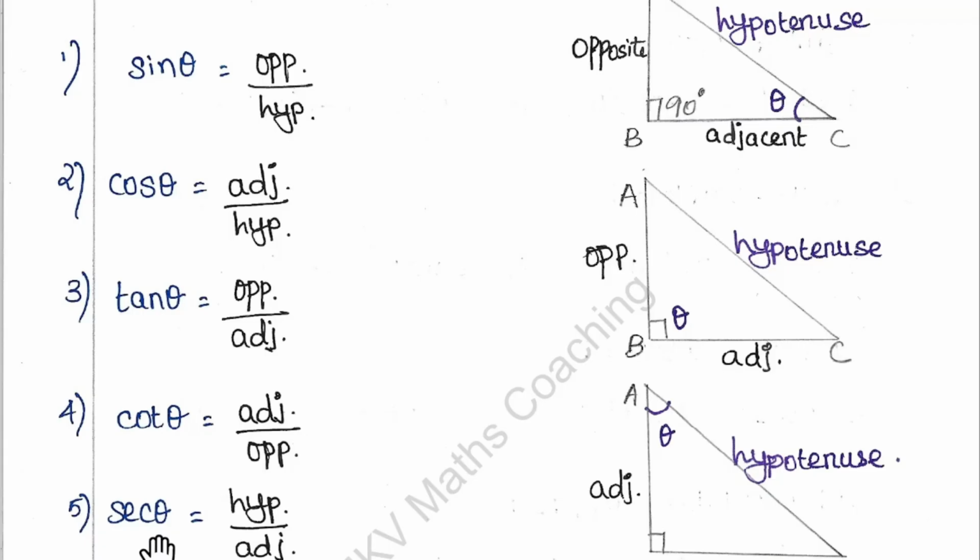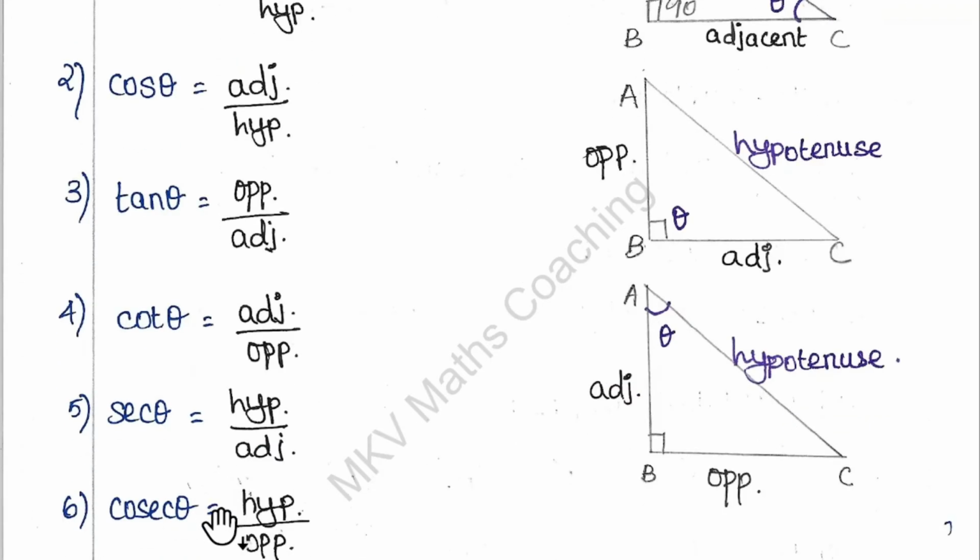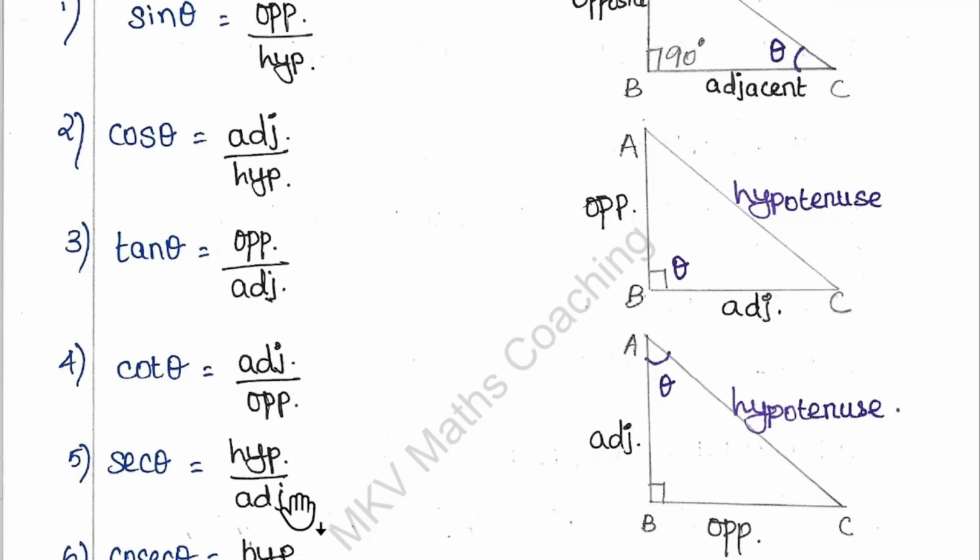Now, next comes the secant. Cos theta's reciprocal is secant, so cos and secant are inverse friends. If cos is adjacent by hypotenuse, secant is hypotenuse by adjacent. Next, sine is opposite by hypotenuse and cosecant is hypotenuse by opposite, so sine and cosecant are inverse friends. Always remember: sine and cosecant are inverse, cos and secant are inverse, tan and cot are inverse. This is a very important concept in trigonometry.